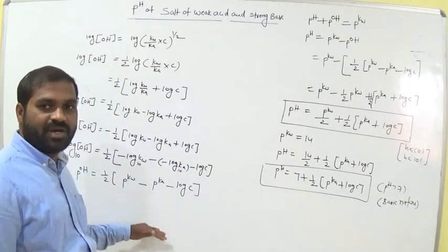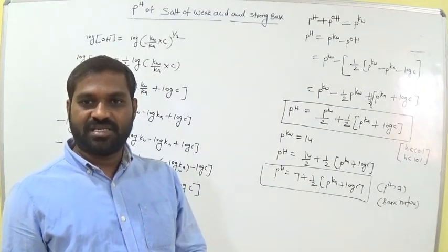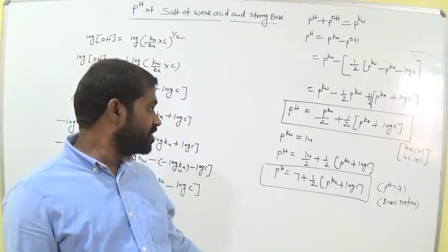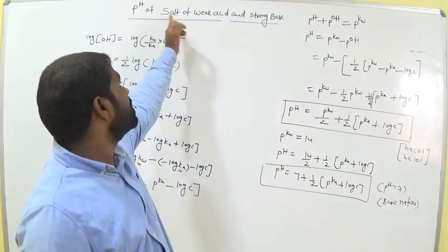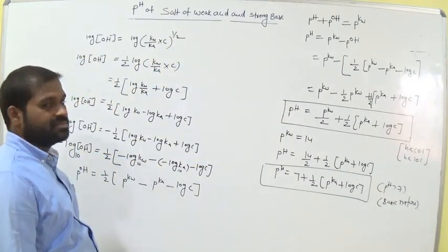So very important formulas. We already discussed pH of salt of strong acid and weak base. Okay. Salt of strong acid and strong base, the pH value is 7. Okay. Now this is the third condition, pH of salt of weak acid and strong base. Okay. Clear, all of you?